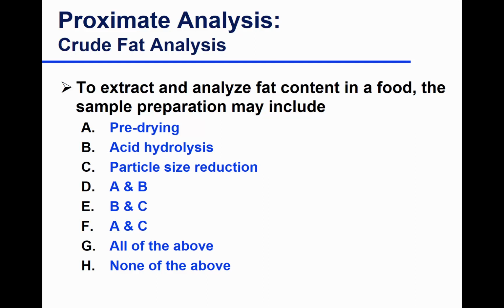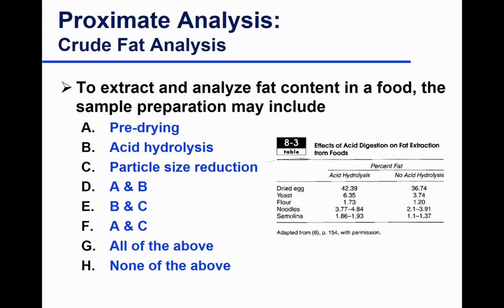Isn't it obvious? Go ahead, Mallory. Yeah, we've done all of this in the lab, right? Some of the samples we had to pre-dry because they were high in moisture and we wanted to do Soxhlet. And Soxhlet specifically requires that the moisture content not be more than 10%. So we had to pre-dry cheeses to run Soxhlet. We had to do acid hydrolysis for the Mojonnier method when we were working with high carbohydrate.